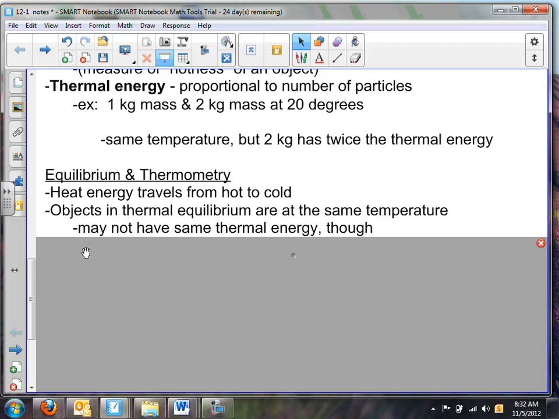Now, just because they're at the same temperature or same thermal equilibrium, they may not have the same thermal energy. The only way they would have would be if they were made of the same material and they're at the same temperature. So the type of material affects thermal energy as well as the mass. I think I said that wrong. Type of material and mass. We know they're the same temperature.